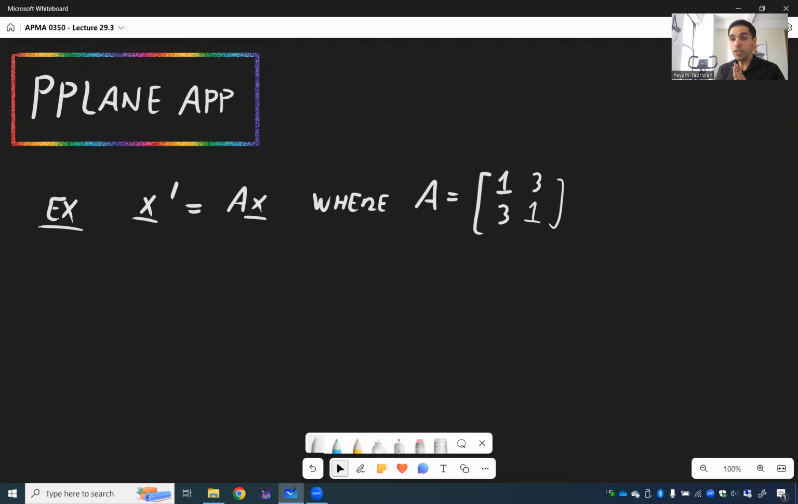All right. The good news is, in practice, you don't plot phase portraits by hand. You actually do it with the help of a computer. And what I want to show you today is this cool pplane app that does precisely that. It sort of rhymes. And for this, let's plot the phase portrait of x' = Ax, where A is [1, 3; 3, 1]. But this time with the help of a computer.